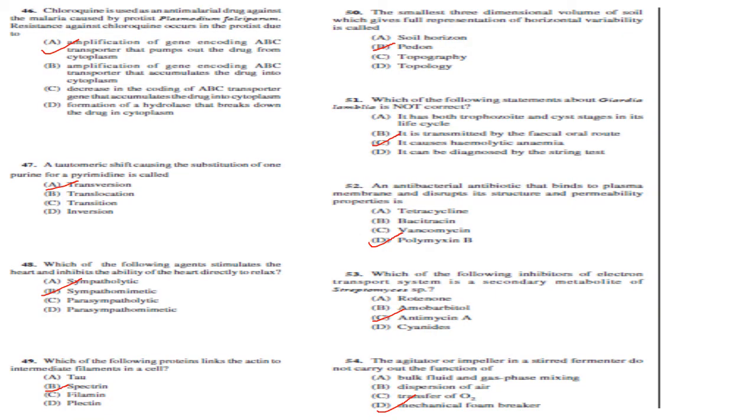Then next one. Chloroquine is used as an anti-malarial drug against the malaria caused by protist Plasmodium falciparum. Resistance against chloroquine occurs in the protist due to amplification of the gene encoding ABC transporter that pumps out the drug from the cytoplasm. That is the answer. Answer is option A.